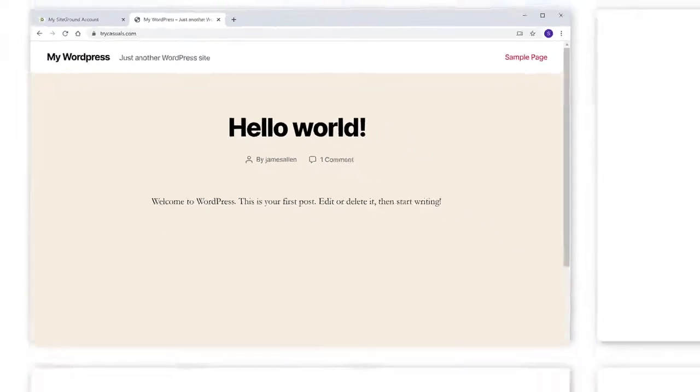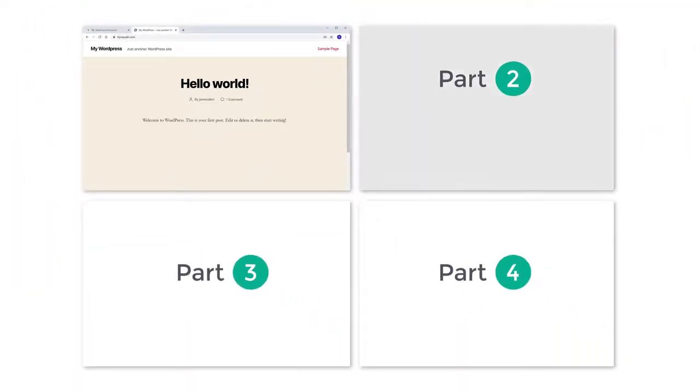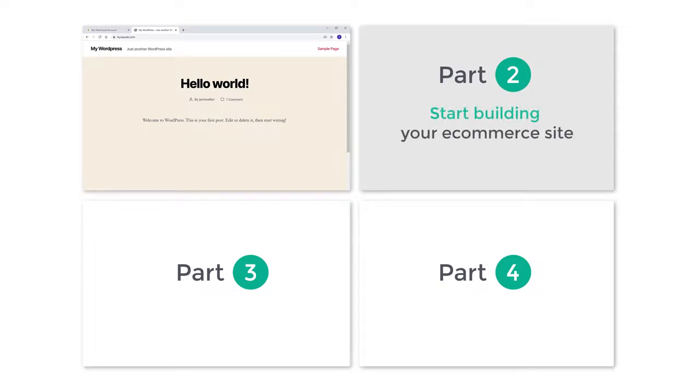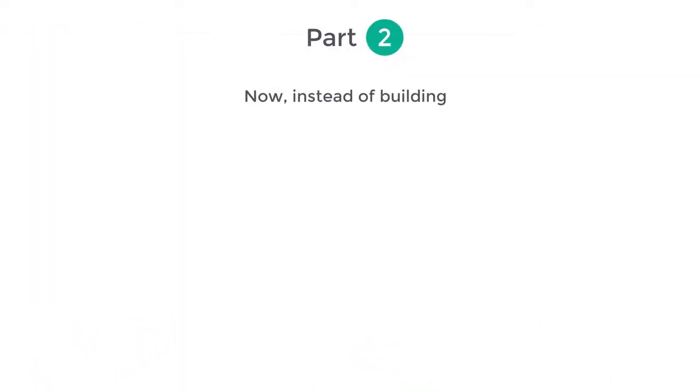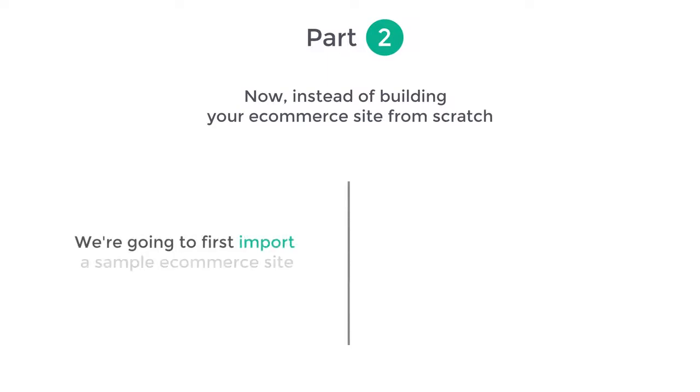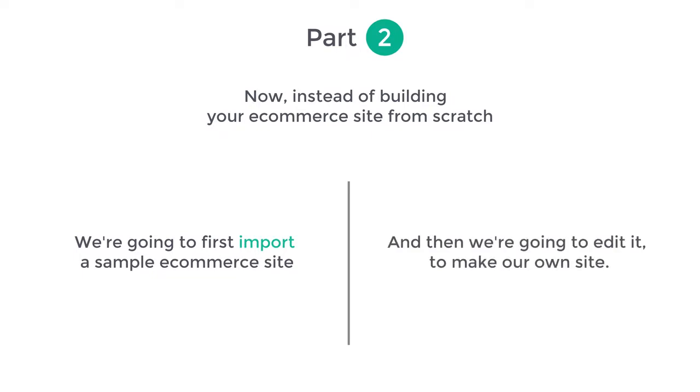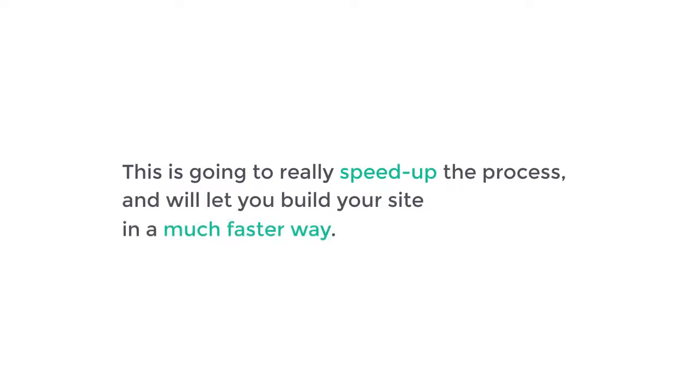So once you have launched your website, we can now go to part 2 of this tutorial, which is to start building your e-commerce site. Now instead of building your e-commerce site from scratch, we are going to first import a sample e-commerce site and then we are going to edit it to make our own site. So this is going to really speed up the process and will let you build your site in a much faster way.